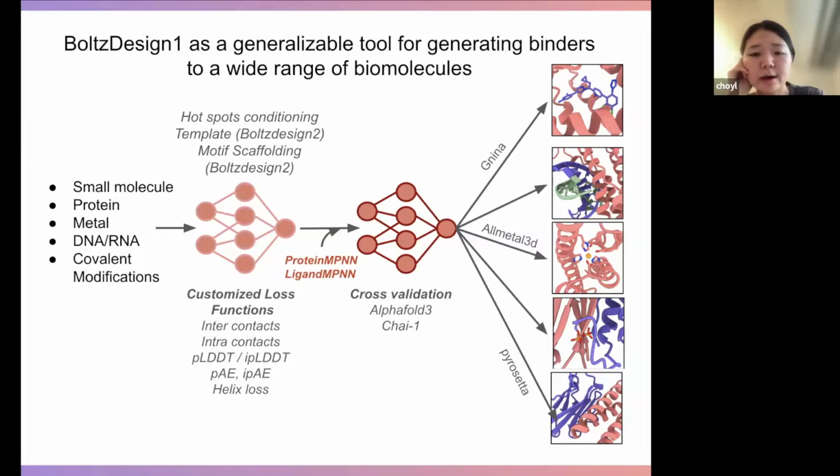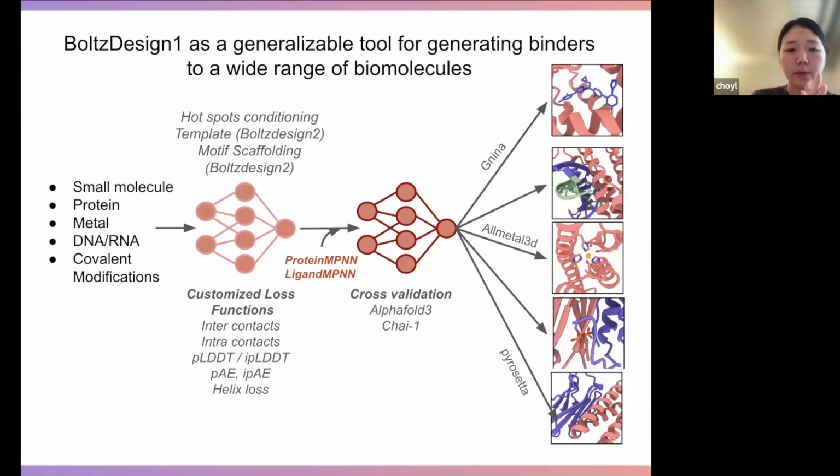And finally, if you want to more strictly filter out your designs, you can use some docking tools like Gnina, or for metals, you can use AllMetal3D to track the coordination of your proteins with the metal ion, and PyRosetta for PPI interactions. We don't use any fine-tuning, so it's really easy to tune and customize for your own target.